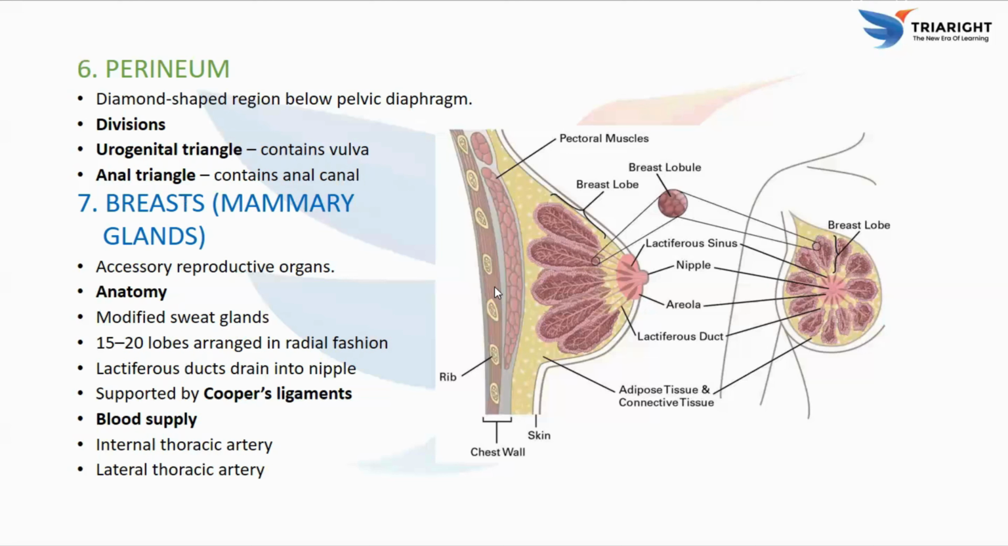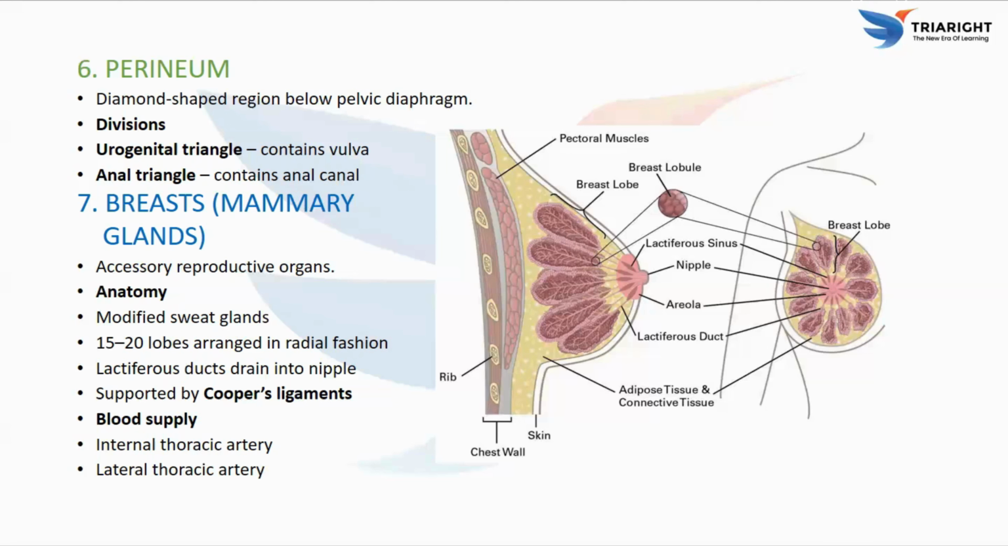And the breast. Breasts are accessory reproductive organs, meaning they help in reproduction by providing milk for newborns, but they are not essential for pregnancy itself. So what is the anatomy of the breast? Breasts are actually highly specialized sweat glands adapted to produce milk. Each breast has about 15 to 20 lobes arranged like spokes of a wheel, in a radial pattern, like orange slices. Each lobe contains many lobules that make milk.